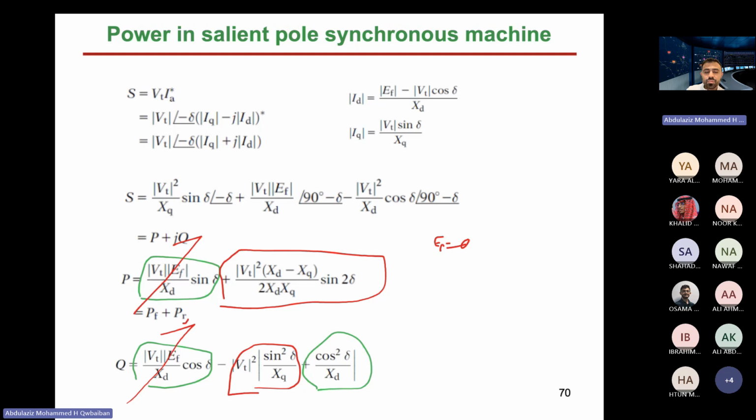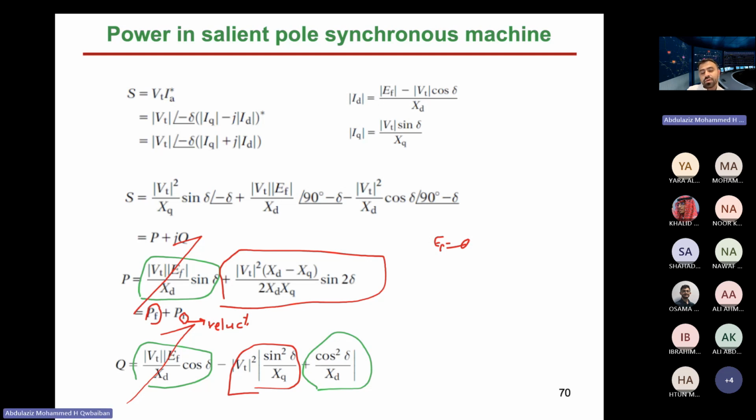That's why PR from the rotor is due to the reluctance. Due to what? Due to the reluctance. And PF, the real power component, is due to the field. So in salient pole motors, the real power has a component that's due to the excitation and a component that's due to the saliency or the reluctance.